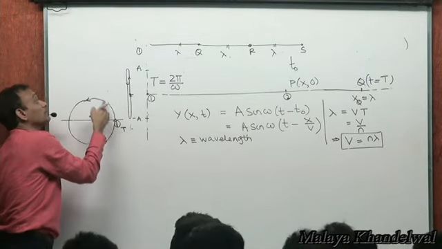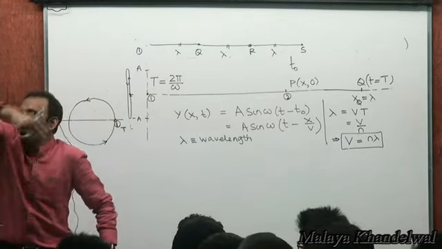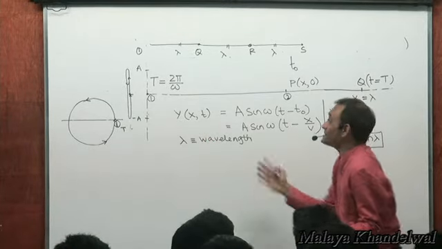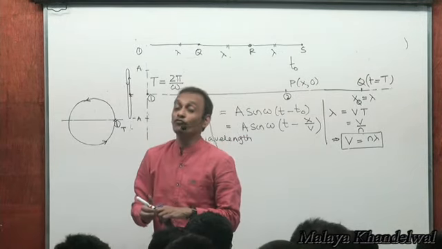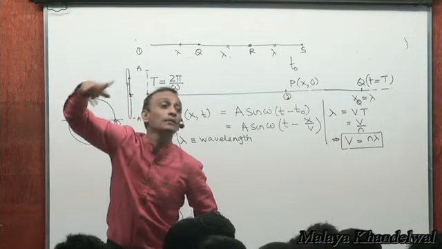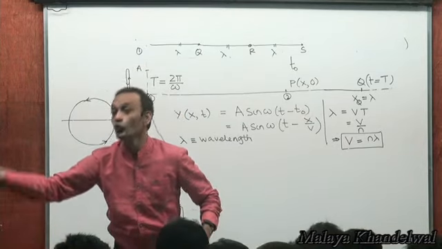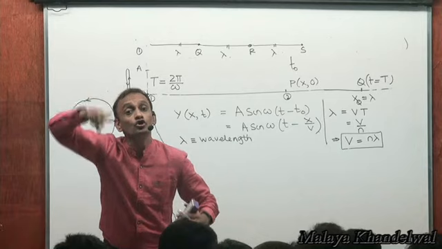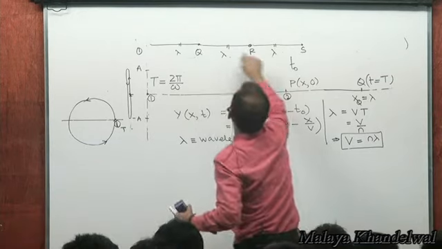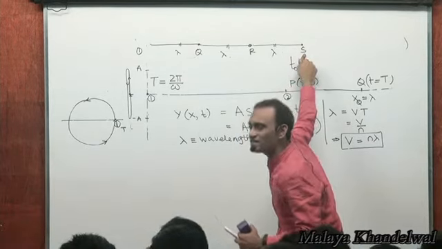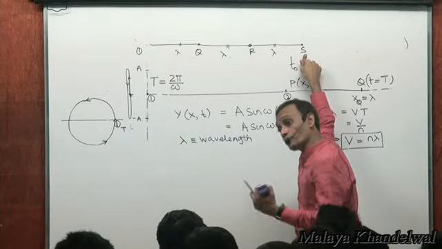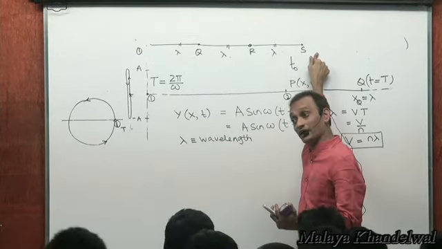That means the auxiliary particle of 1 would have described 2 pi radians at the center, whereas the auxiliary particle of Q would have described 0 radians in a time equal to capital T. Therefore, the phase difference between the two particles is the difference in the angles described by their auxiliary particles till that point of time. What's the difference? 2 pi radians. Therefore, the phase difference between 1 and Q is 2 pi. Between Q and R is 2 pi. Between R and S is 2 pi. Between 1 and R is 4 pi. Between Q and S is 4 pi. Between 1 and S is 6 pi, and so on.